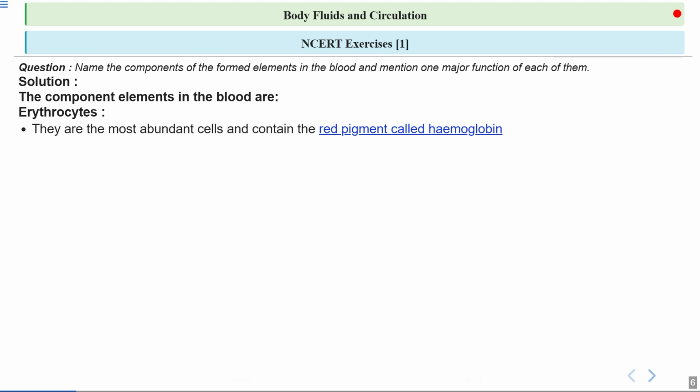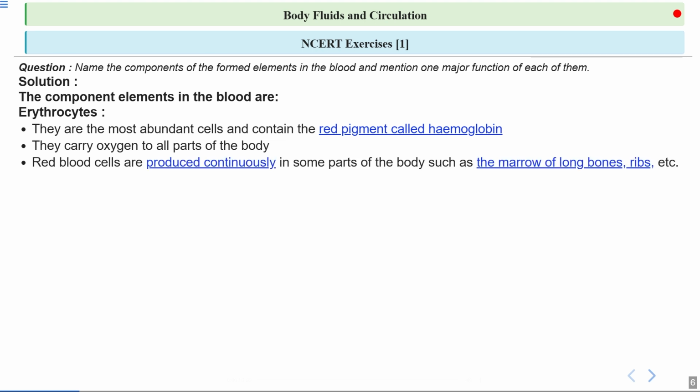So these RBCs consist of this pigment hemoglobin. These cells carry oxygen to all parts of the body. Red blood cells are continuously produced in the red bone marrow, which is located in the spongy tissue of certain bones like the vertebrae, ribs, breastbone, as well as the pelvis. The production of these RBCs is known as erythropoiesis.